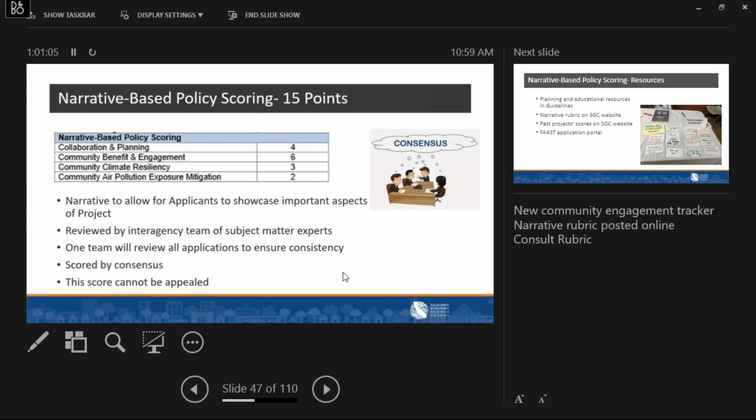So they'll have seen all the collaboration planning or all the climate resiliency sections across every project to ensure they have consistency, and then reach a consensus score through mediated deliberation. These scores cannot be appealed, which is something to note, whereas our quantitative policy and GHG scoring scores are eligible for appeal.